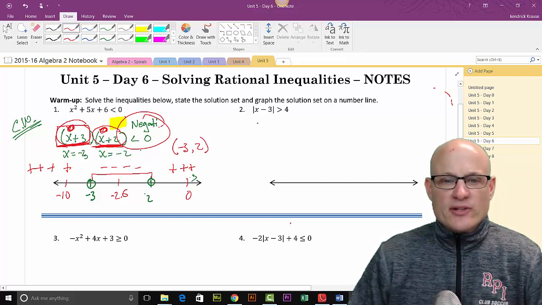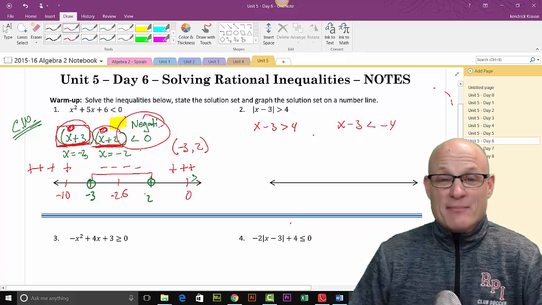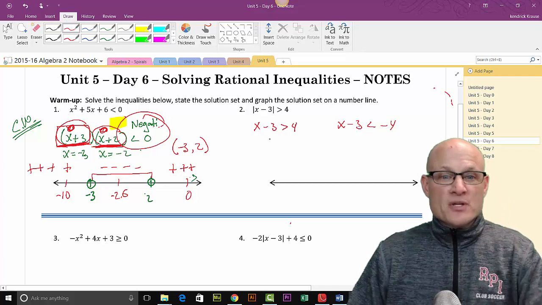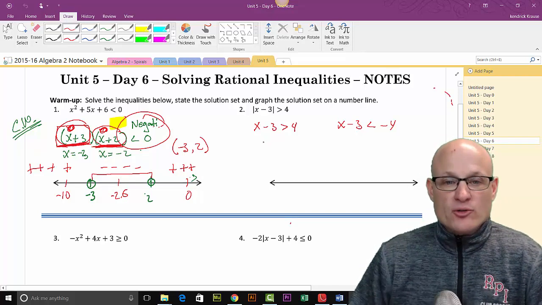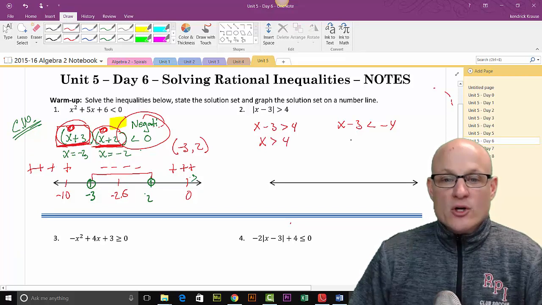What I want to do is set this equal to 0, so x minus 3 greater than 4, and x minus 3 less than negative 4. I still need to find my critical numbers. Now in this case, I'm just going to graph whatever I get. So I end up with x is greater than 4, or x is less than negative 1.